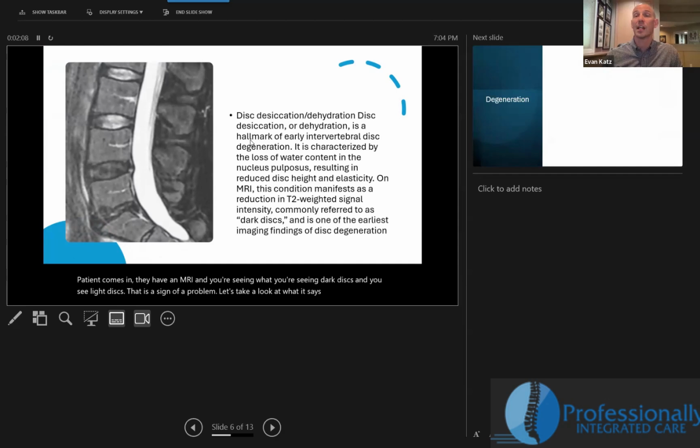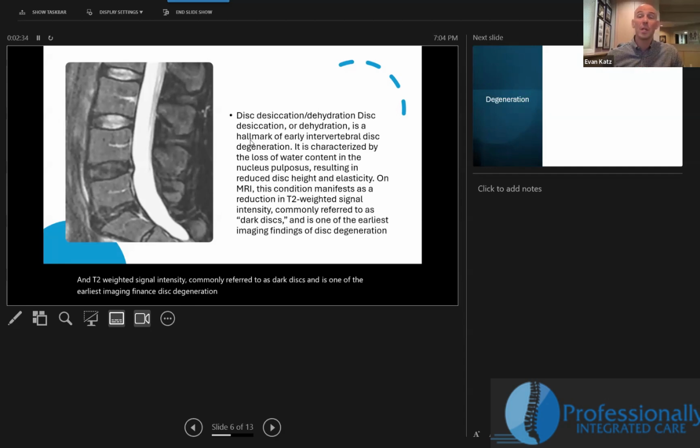Disc desiccation, or dehydration of the disc, is a hallmark of early intervertebral disc degeneration. It is characterized by the loss of water content in the nucleus pulposus, resulting in reduced disc height and elasticity. On MRI, this condition manifests as a reduction in T2 weighted signal intensity, commonly referred to as dark discs, and is one of the earliest imaging findings of disc degeneration.